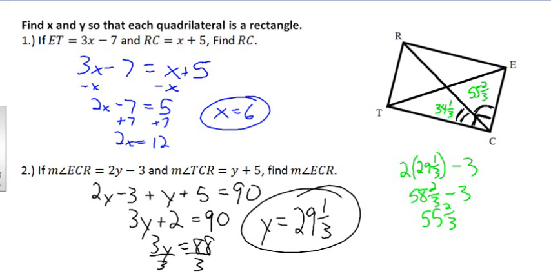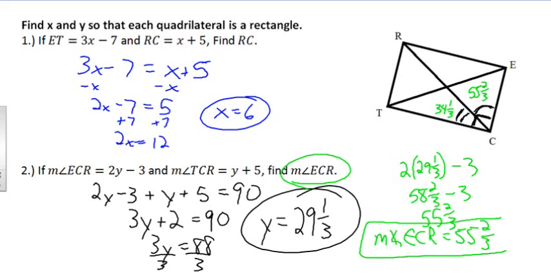So our answer here, what was the measure of angle ECR? Well, the measure of angle ECR is 55 2/3. All right, let's move on and try another example.